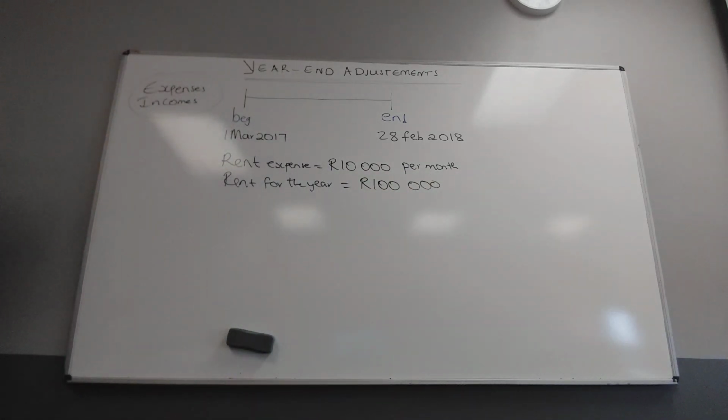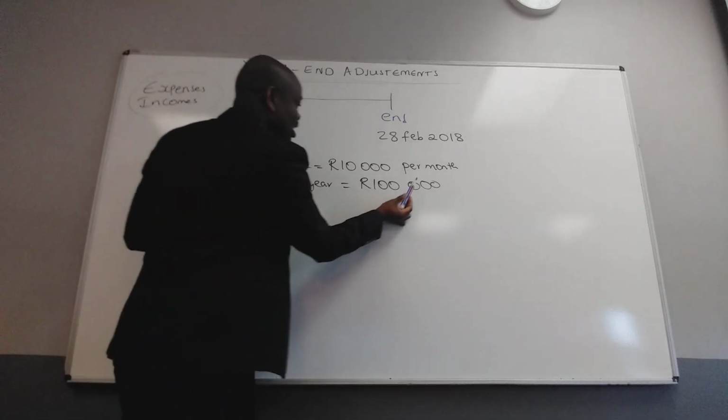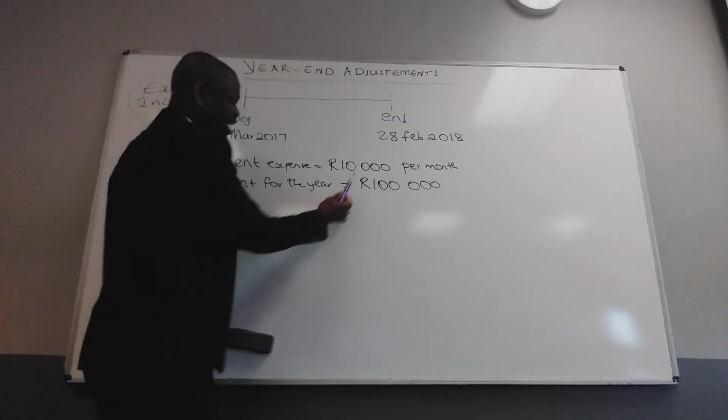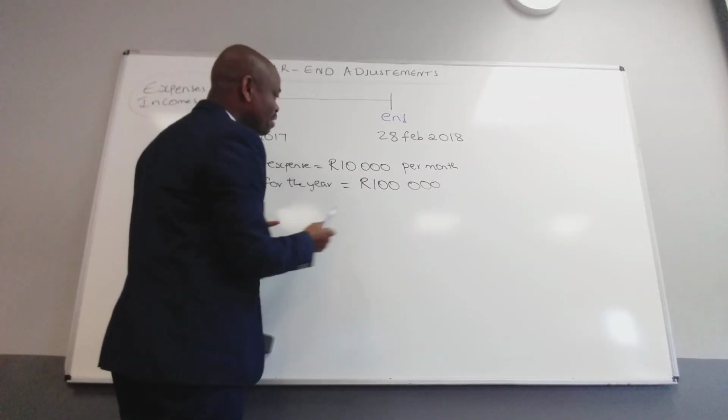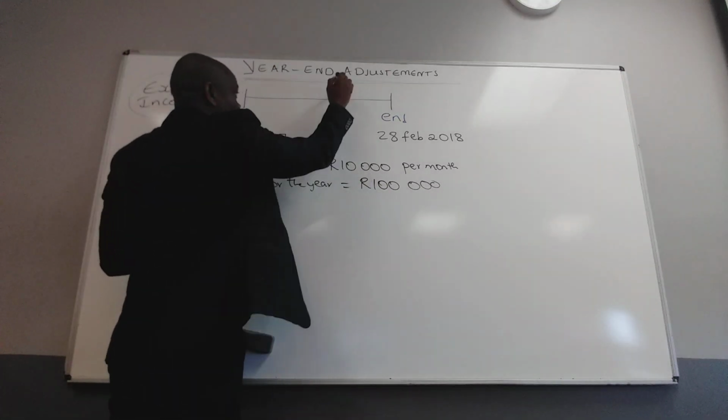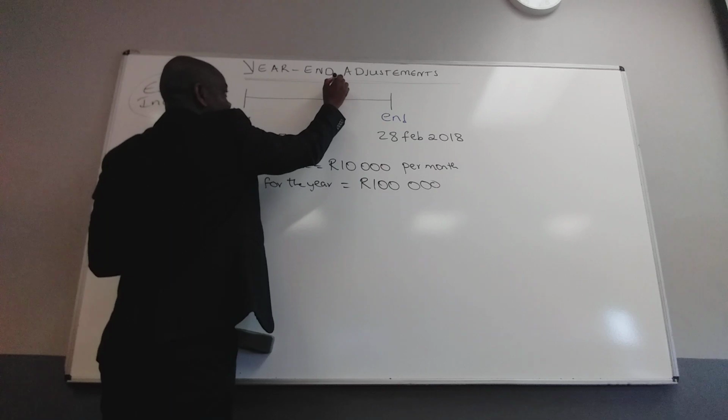Okay? So they can give you this kind of a transition. They said the rent is 100,000. But you know that the rent is how much? 10,000. So it means this 100,000 is only for how many months? 10 months. So it's only for 10 months.